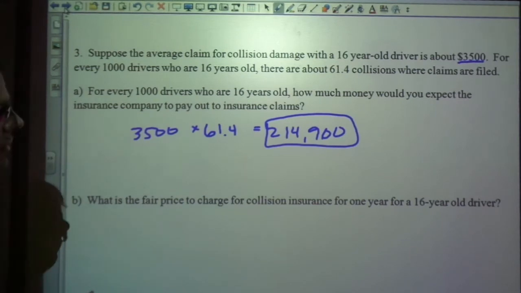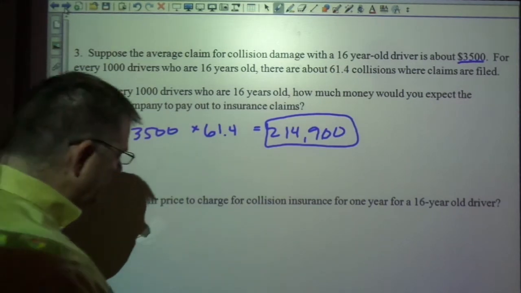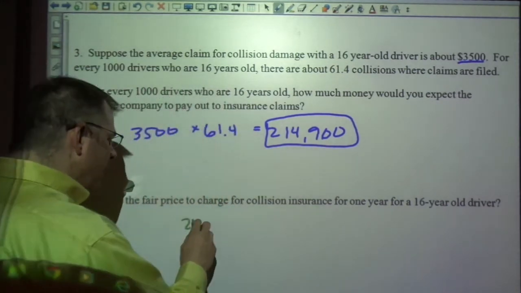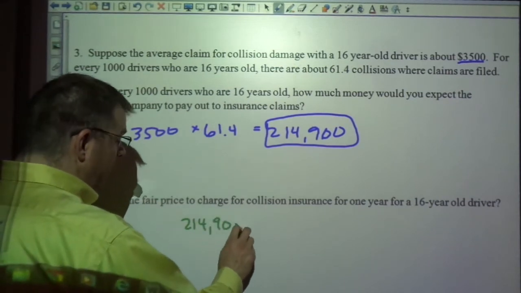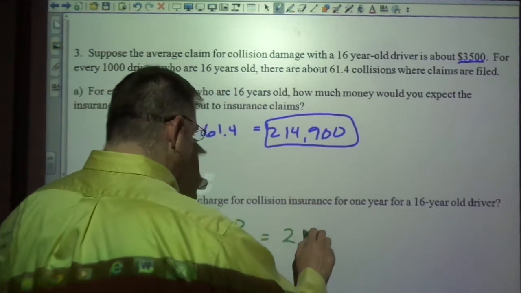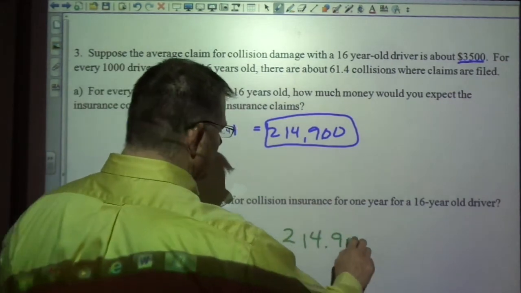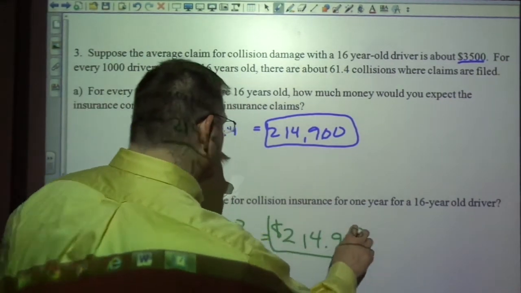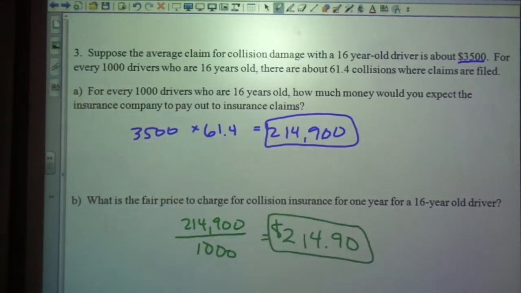So how much is it fair to charge for one person? Well, we just need to split that money over 1,000 people to make it fair. So let's just divide it by 1,000. And that would be $214.90 per person, so that those 1,000 people cover the cost of the $214,900 the insurance company will have to pay.